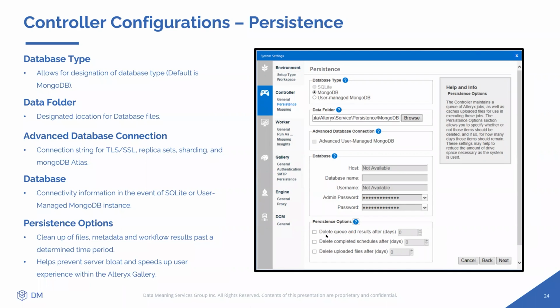The first one is going to apply to completed jobs and workflow results. The second one applies to schedules that have a state of completed. And the third one is going to delete files that were uploaded into the gallery through analytical apps. So if you leave it as it is, at 0, then the items will remain in the persistence layer indefinitely. So be aware of that.